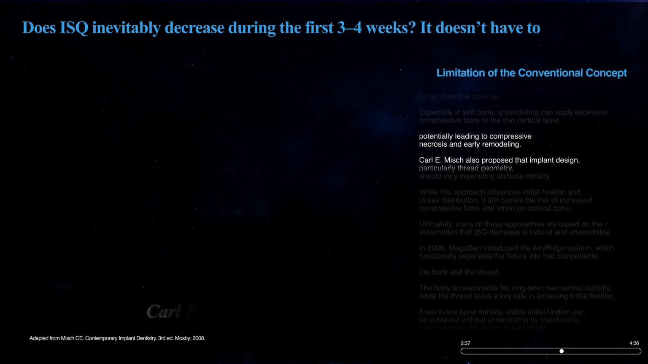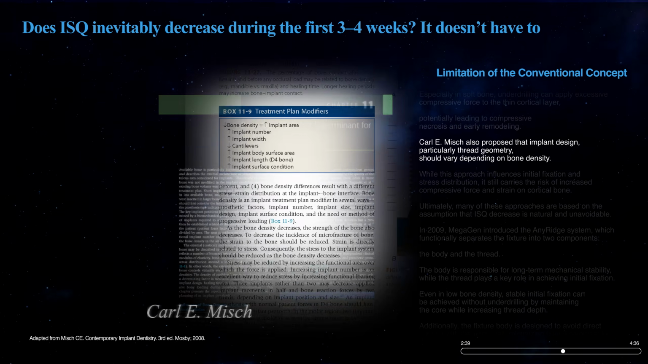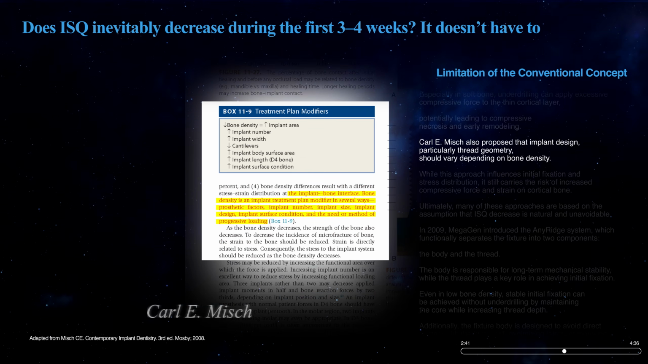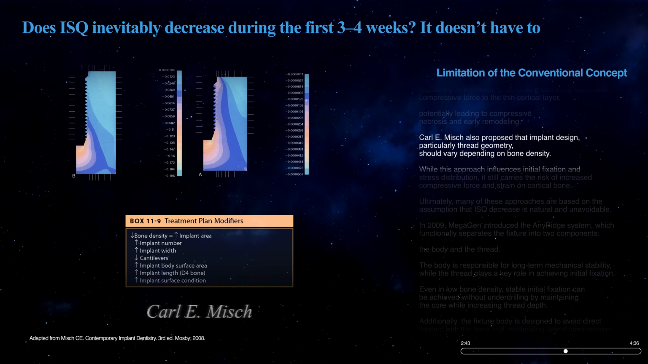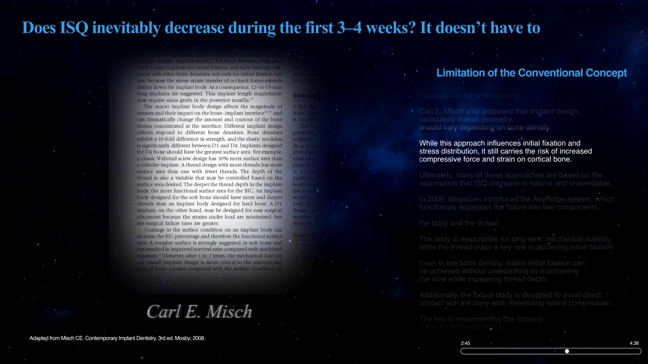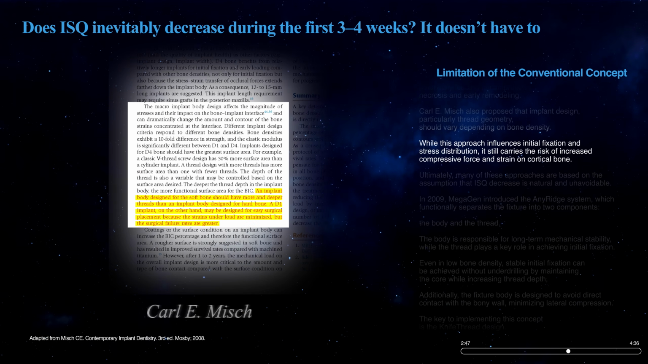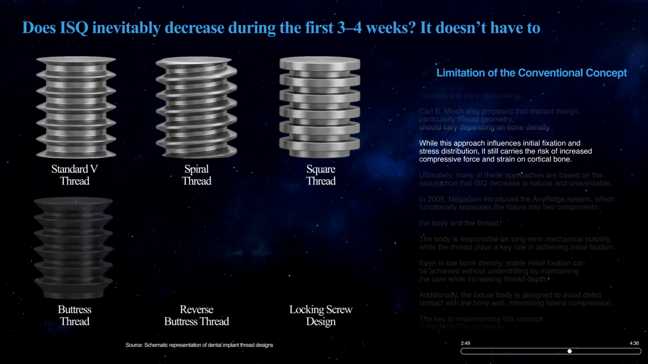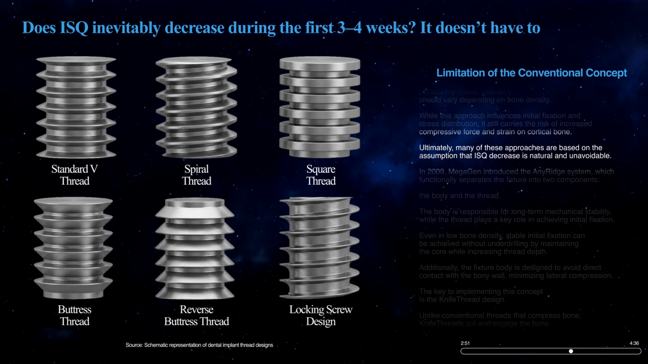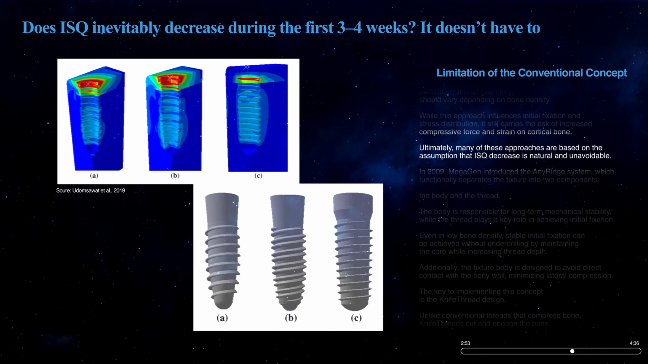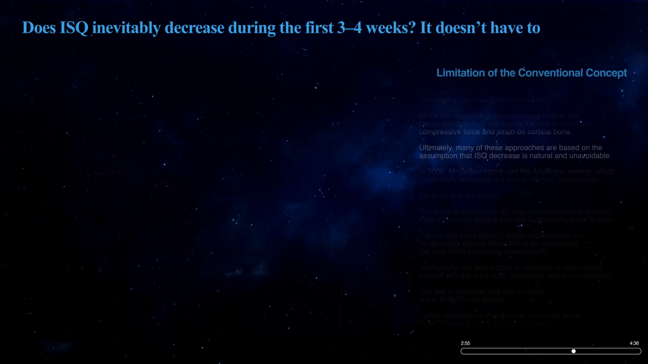and early remodeling. Carl E. Misch also proposed that implant design, particularly thread geometry, should vary depending on bone density. While this approach influences initial fixation and stress distribution, it still carries the risk of increased compressive force and strain on cortical bone. Ultimately, many of these approaches are based on the assumption that ISQ decrease is natural and unavoidable.